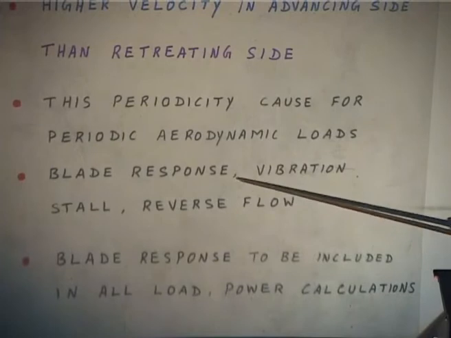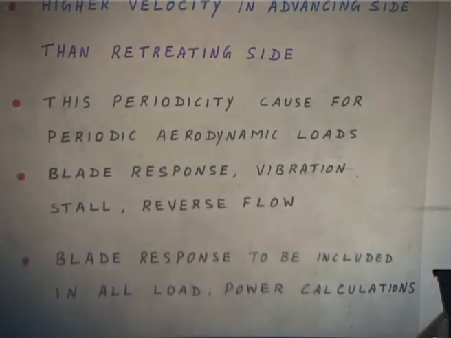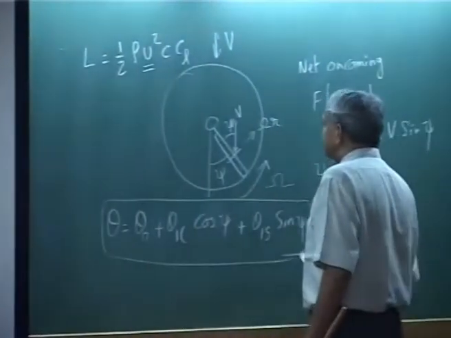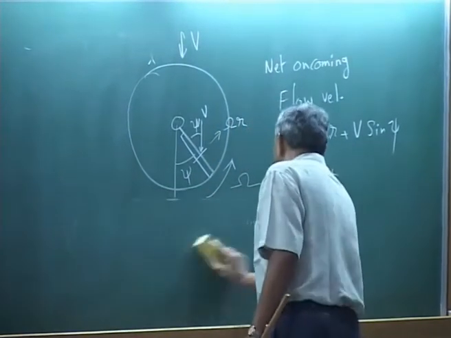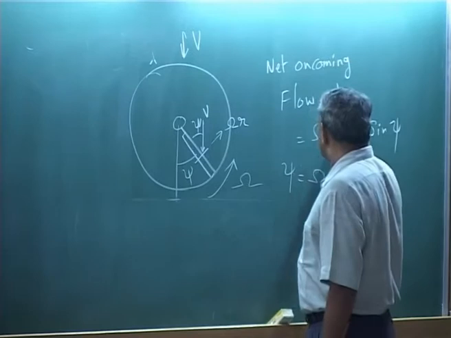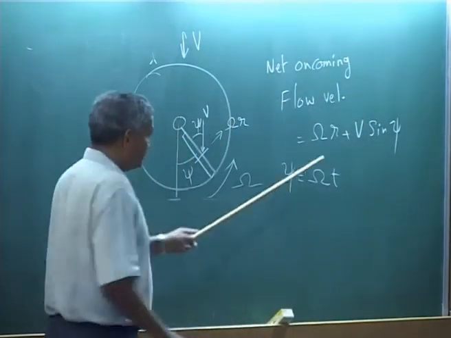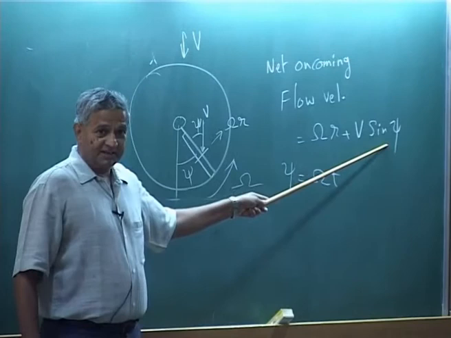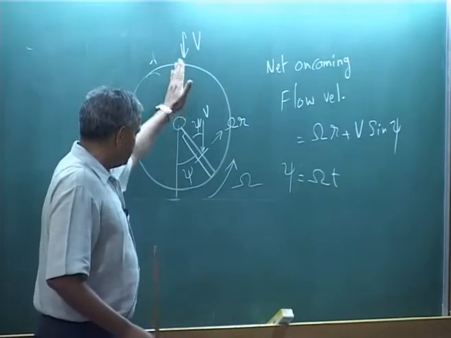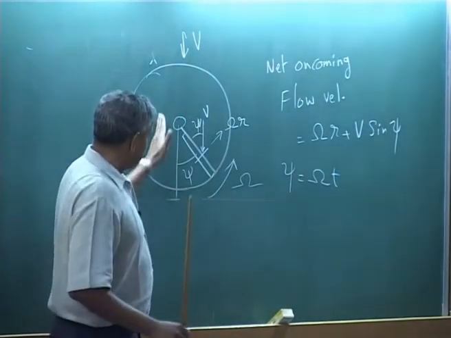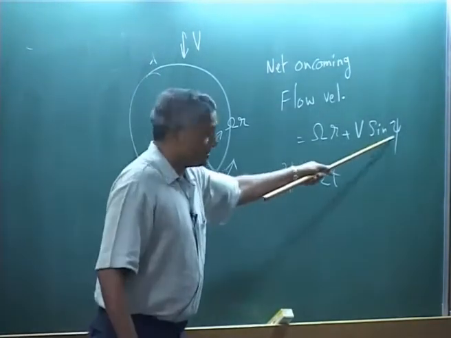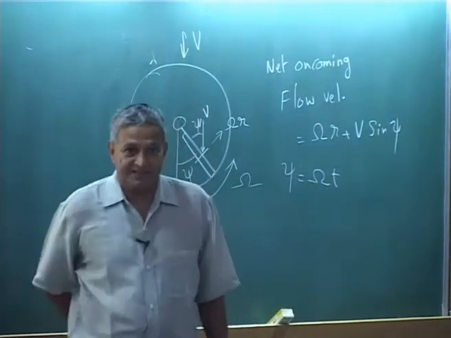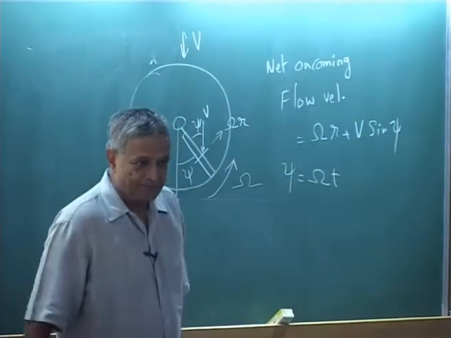Then you have reverse flow. Reverse flow, I will just mathematically show it here. That is this omega r plus V sin psi. On the retreating side omega r is coming this way, V is coming this way. So, they try to subtract, because sin psi is negative when psi is greater than 180 degrees. Okay, so it will have a minus sign.